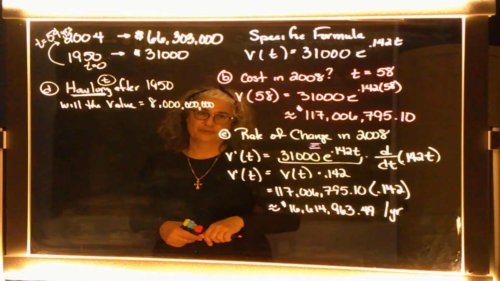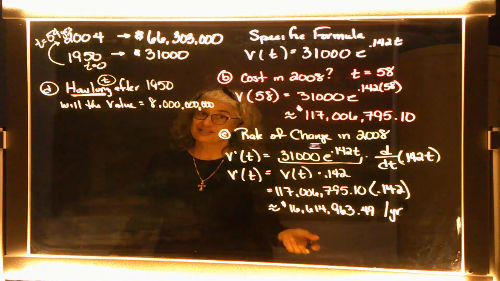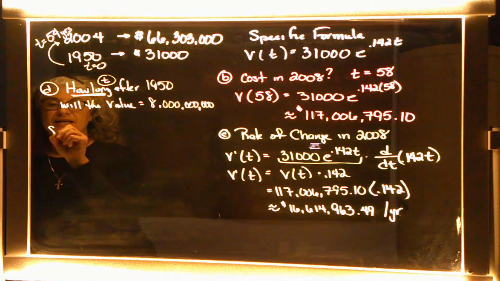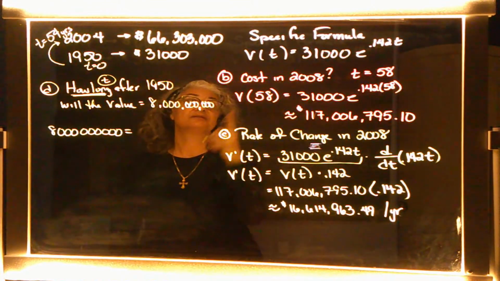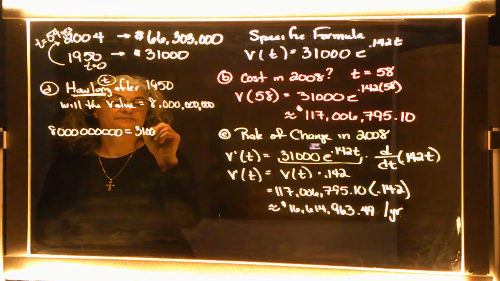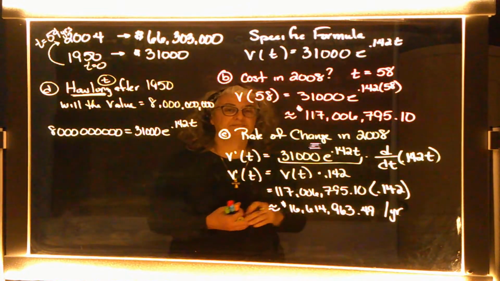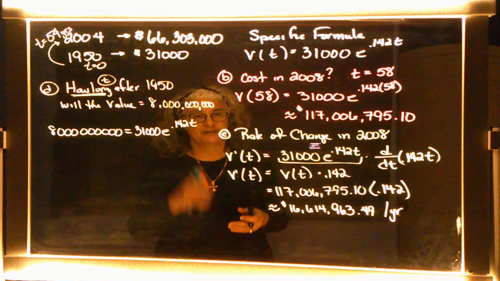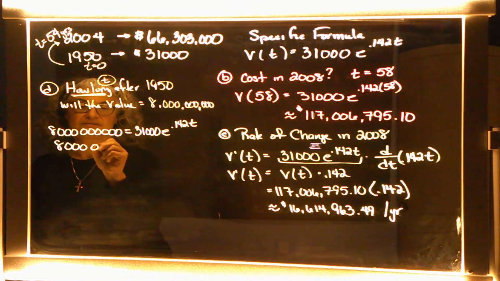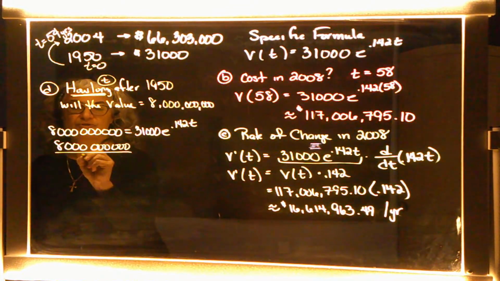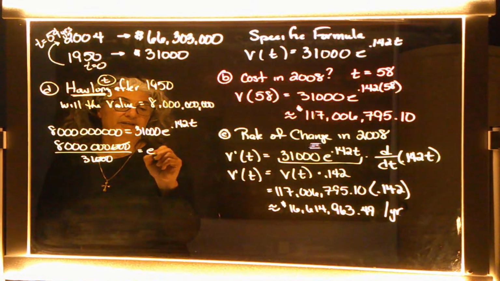So what would the ending balance be? Good. The ending balance is at $8 billion. So how do I start setting it up? Okay, I heard you. 8 billion, make sure you have the proper number of zeros, equals 31,000 times e to the 0.142t, right? Okay, what are you going to do first? Good, divide by the 31,000. And when I do that, do you notice that you can at least divide by 1,000 and get rid of those last three zeros, right?